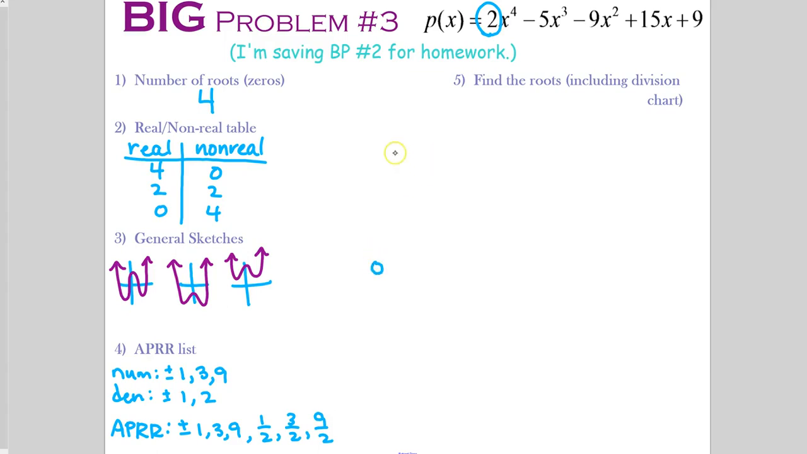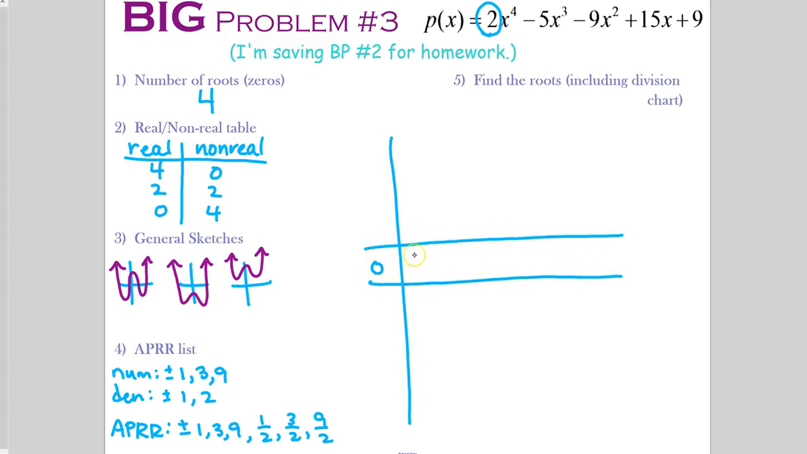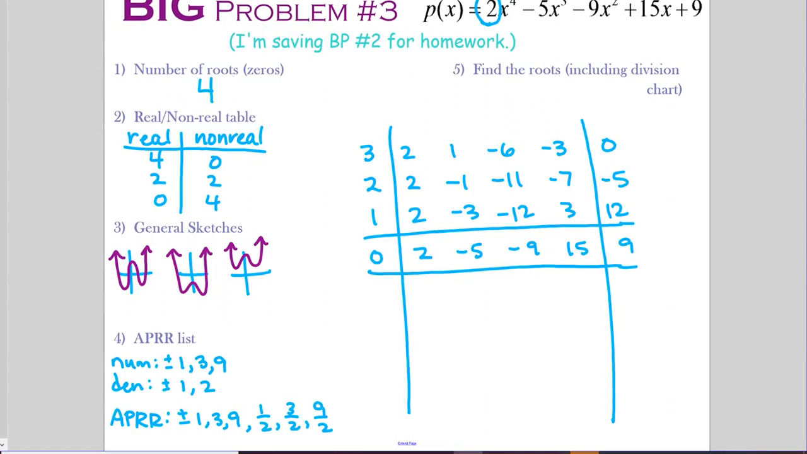So let's make the chart. We have 2, -5, -9, 15, and 9. And then I'm going to just start making some rows, so I'm going to pause while I do that. Okay, so at this point I have the rows for 1, 2, and 3, and I want to point out a couple of important things. So the obvious thing to point out is that 3 is a root because we got a 0.